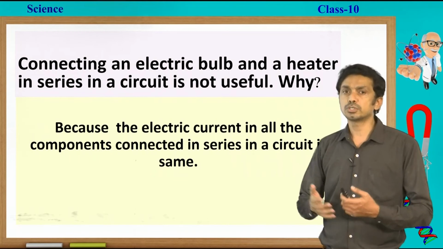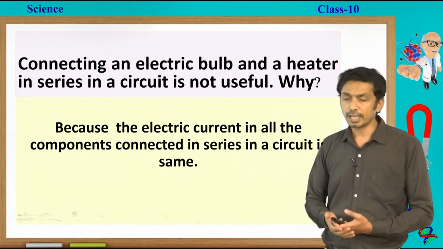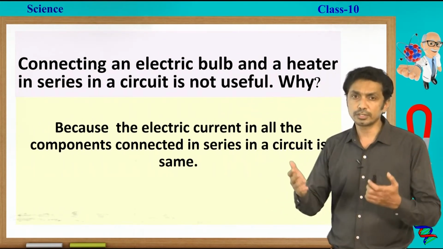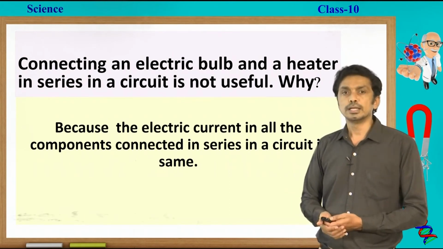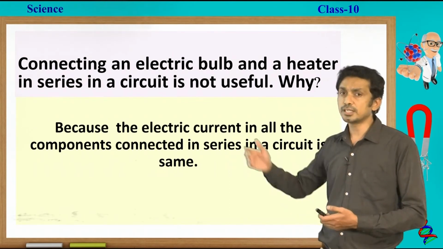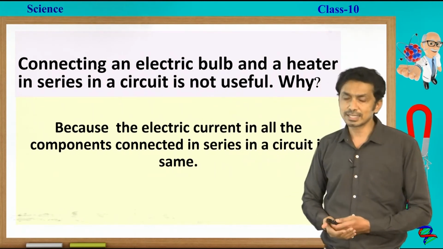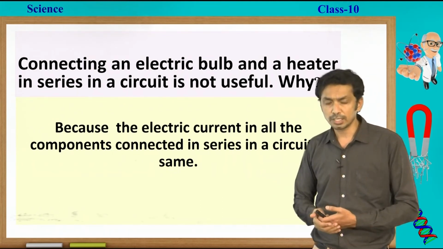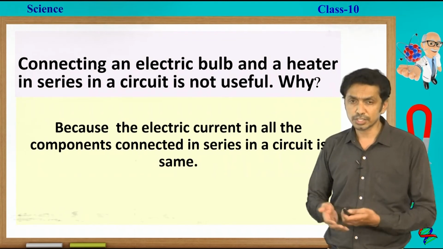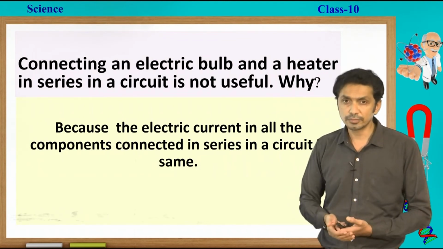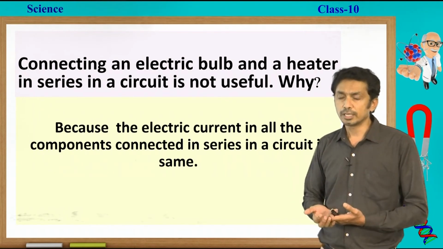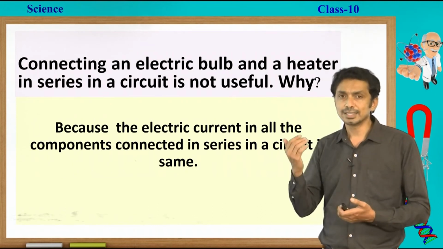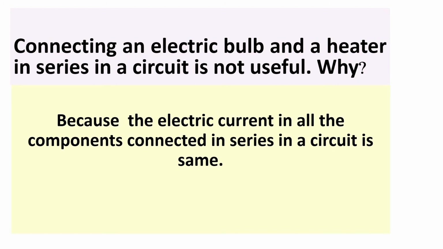Now, children, my question to you is, why is connecting a bulb and a heater in series in a circuit not advantageous or not useful? Can you tell me why? Yes, children, whenever we connect an electric bulb and a heater in series, if one is faulty, then the other will not function, and also both of them need different amounts of electric current. Therefore, if we put them in a series circuit, then one will not function because the electric current needed will not be optimum for its functioning.